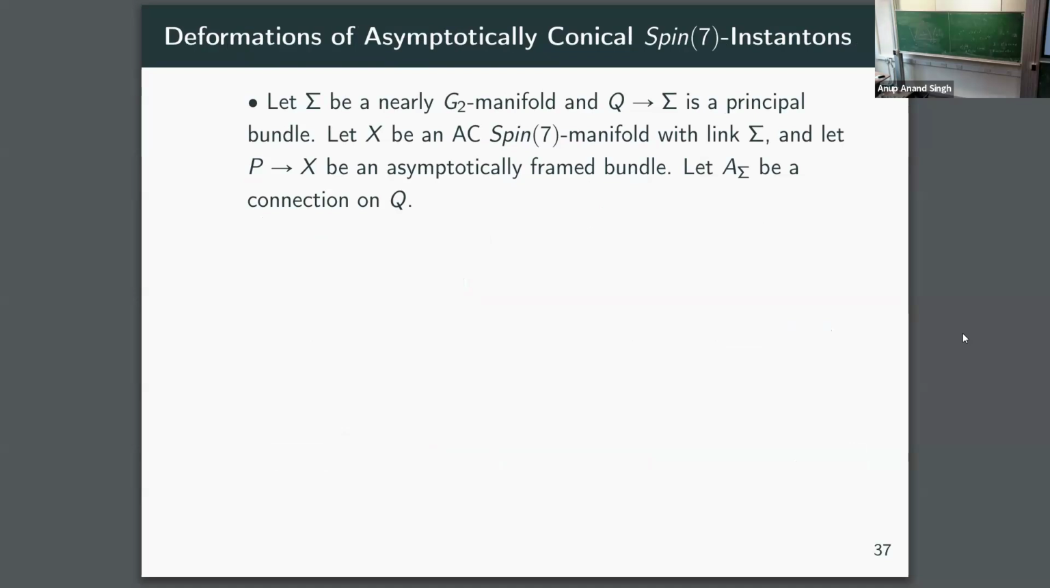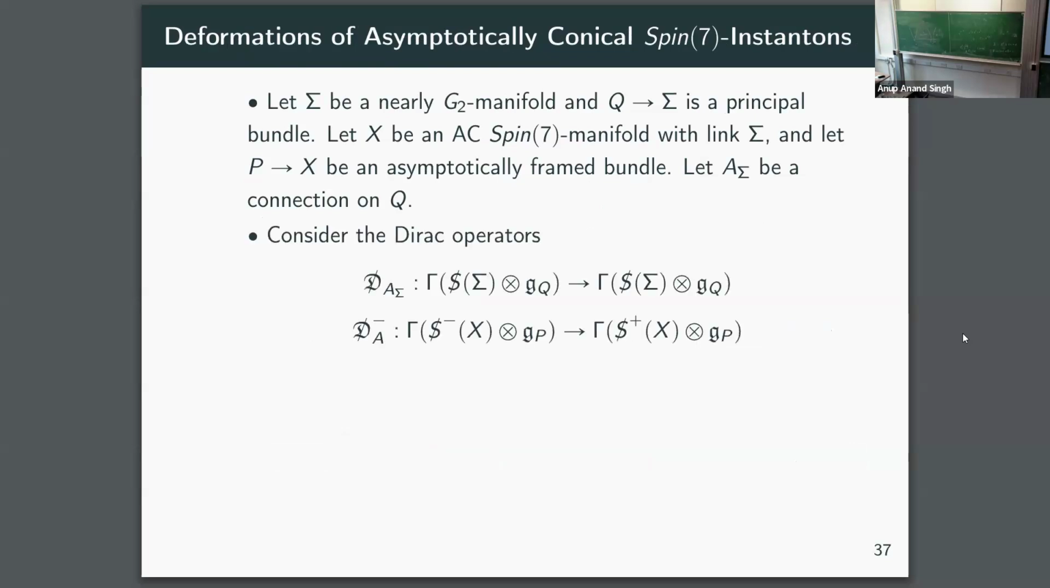And then I have the asymptotically conical spin 7 manifold with the link being this sigma, and I'll consider an asymptotically framed bundle over it. Now I'll consider two Dirac operators: one twisted Dirac operator, and one on my link. For the example I talked about, the asymptotically conical spin 7 manifold is R8, and the link there is precisely S7. So if you want to just think about this FNFN instanton framework, you can think about your X to be R8 and your sigma to be S7. It will give you sufficient motivation.